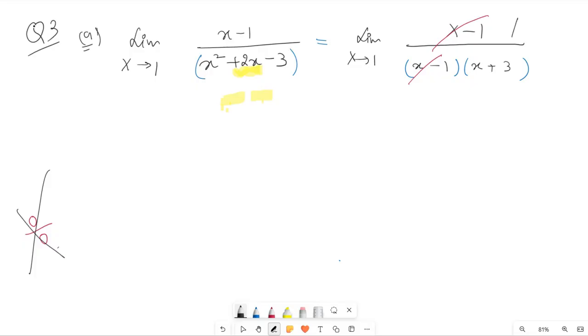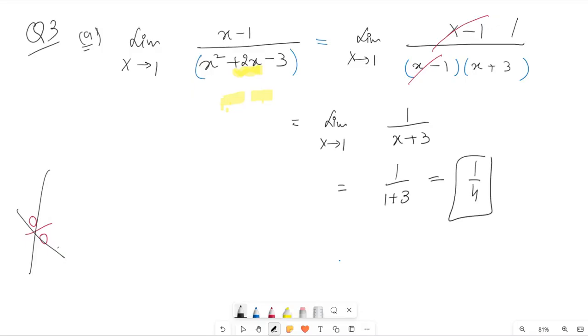So what is left here is 1. This limit would be equal to 1 by x plus 3. And now if I simply plug in 1, this will be 1 by 1 plus 3, 1 by 4 would be your answer.